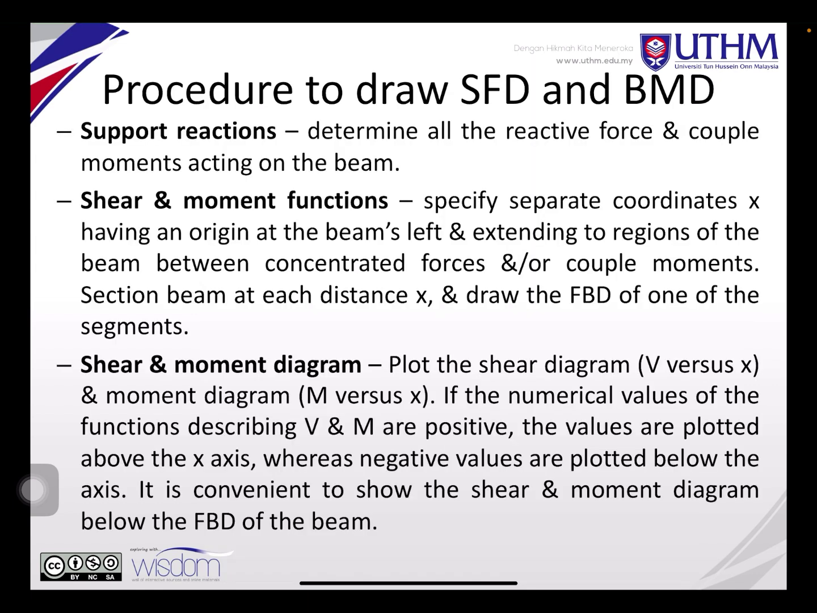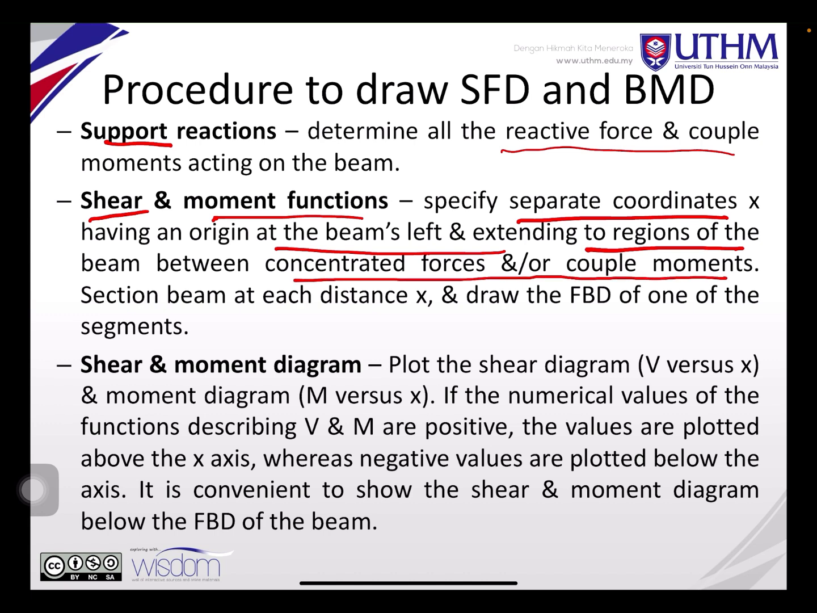Okay, so the procedure to draw the shear force and bending moment diagram. First you need to get the support reactions. You need to determine all the reaction forces, like the example before that I explained to you, how to determine the reaction force at the support. And then you need to know the shear force and moment functions. Specify separate coordinates x having the origin at the left of the beam, extending to the region of the beam between the concentrated forces or couple moments. At each section, you need to cut, and then you calculate.